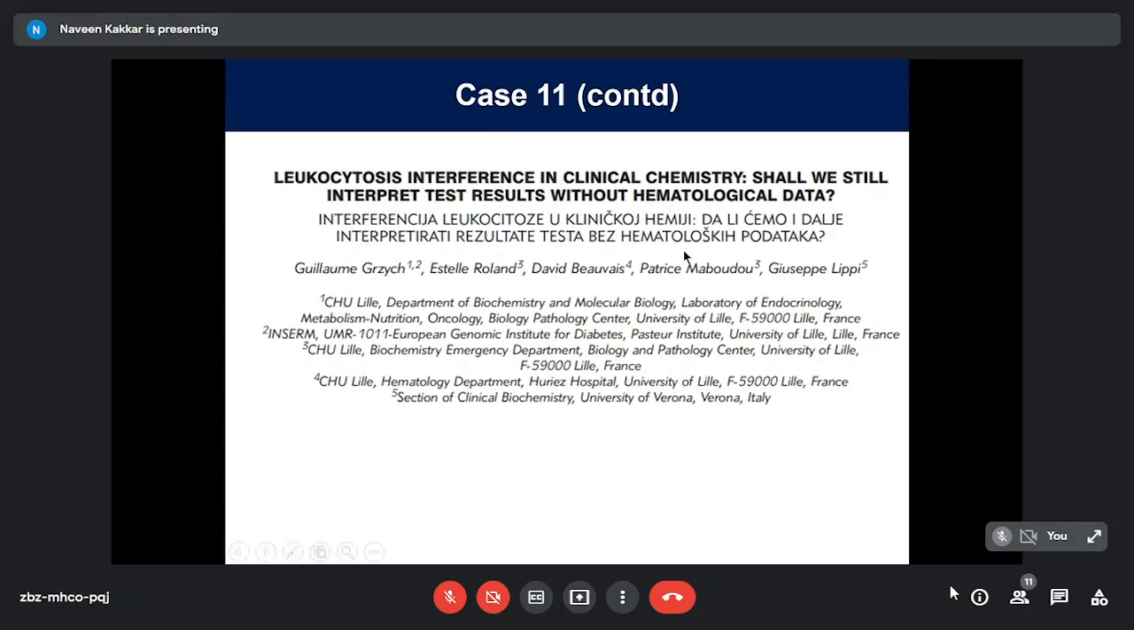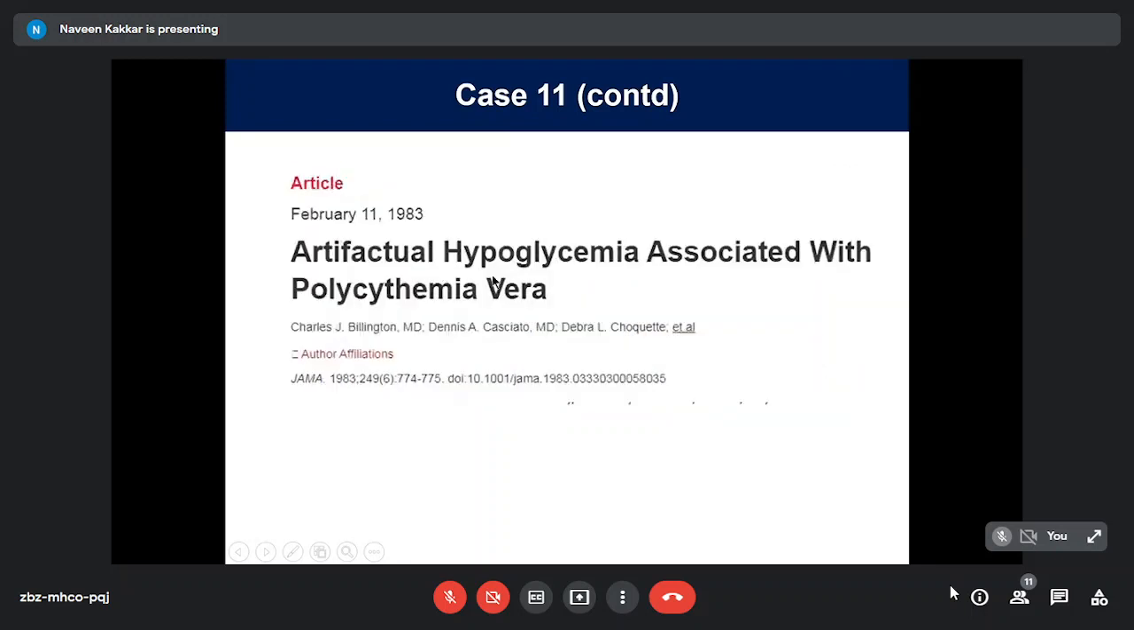So there are more examples. Leukocytosis interference in clinical chemistry, so they're looking at hematological data to interpret clinical chemistry or biochemistry. Another example is artifacts of hypoglycemia with polycythemia vera. There are many biochemical artifacts that we hematologists or pathologists are not aware of. It's a good idea for somebody to work on this, maybe get a biochemist on board to look at hematology biochemical alterations. This is, I feel, again an underdiagnosed area.